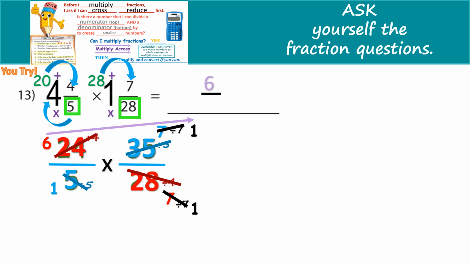But did you leave your answer in that form? Because that's still an improper fraction, right? So hopefully you just remember that any number over 1 is just simply itself. So your final answer should be a 6. Did you get there? Do you have questions?